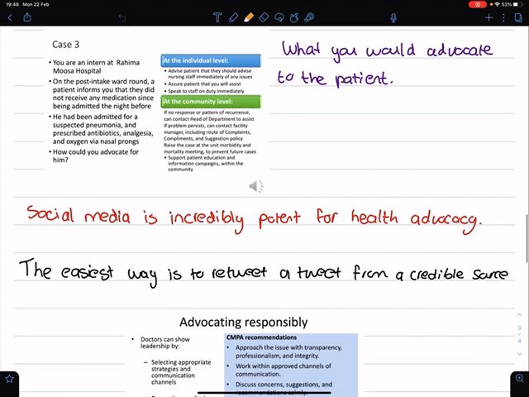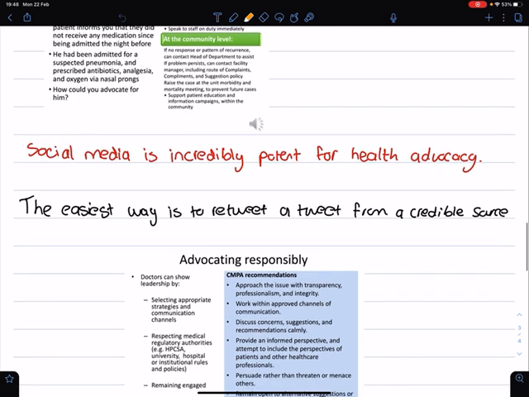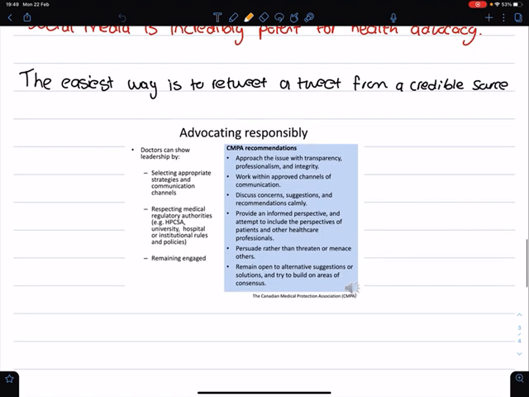Social media is probably the most potent way to be a good health advocate. The easiest way is to retweet a tweet from a credible source, and in this way other people can retweet it, so that correct information is spread through social media.